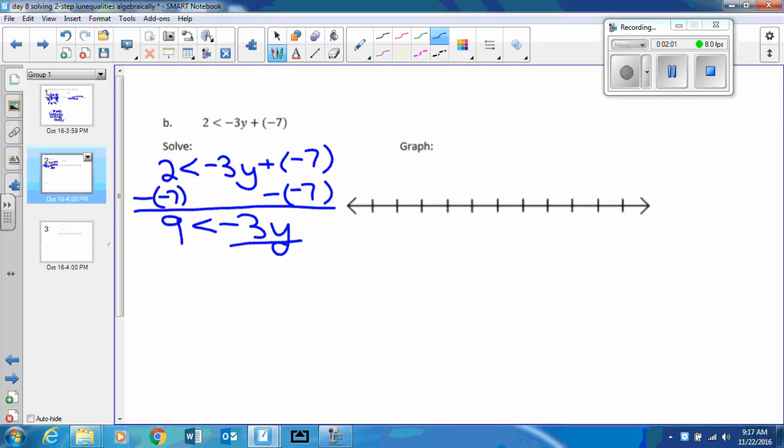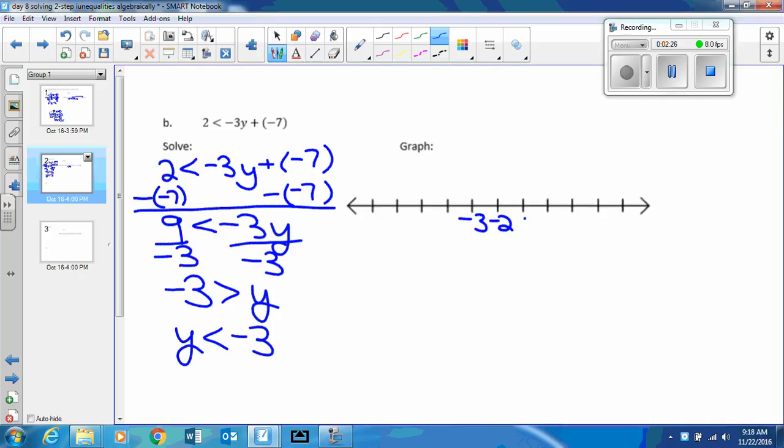Now my second inverse would be to divide by negative 3. 9 divided by negative 3 is negative 3. Because I divided by a negative, I have to reverse my inequality sign. And on the right side, the negative 3's cancel and I get y. Rewriting it with the y first, that says y is less than negative 3.